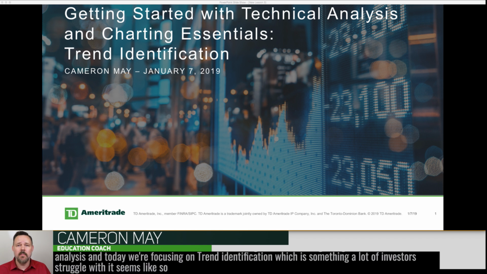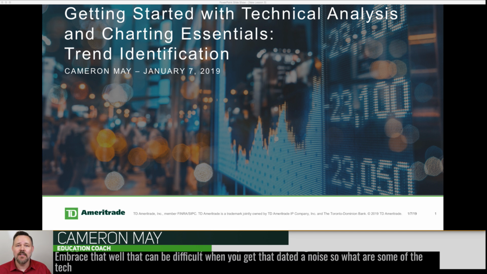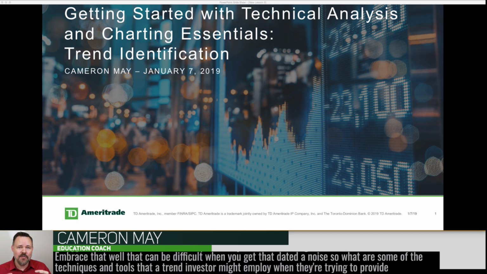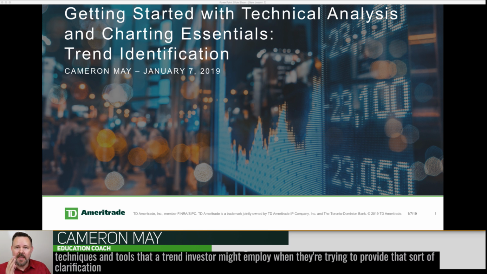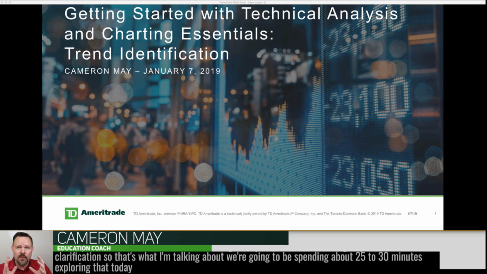It seems like such a simple concept: buy low, sell high. Find the trend and maybe embrace that. Well, that can be difficult when you're getting that day-to-day noise. So what are some of the techniques and tools that a trend investor might employ when they're trying to provide that sort of clarification? That's what we're going to be talking about. We're going to be spending about 25 to 30 minutes exploring that today. So we're going to dive right into it.